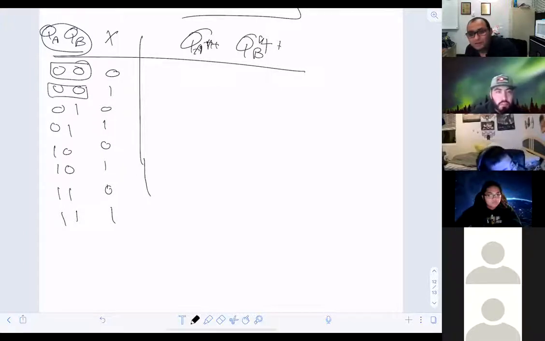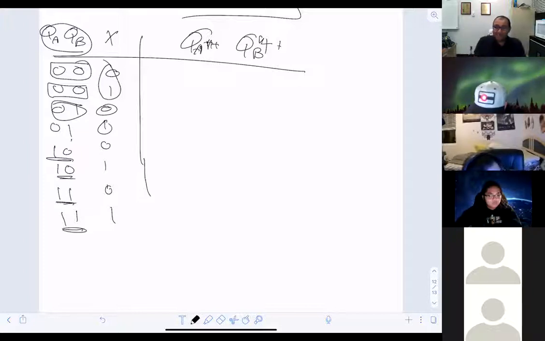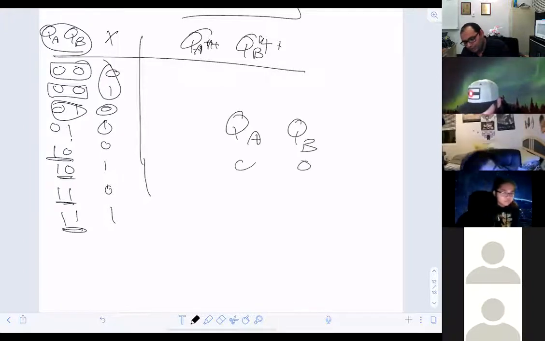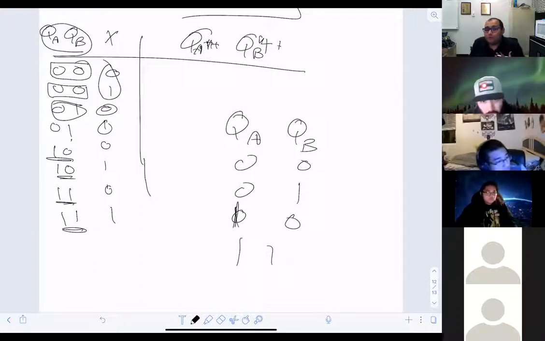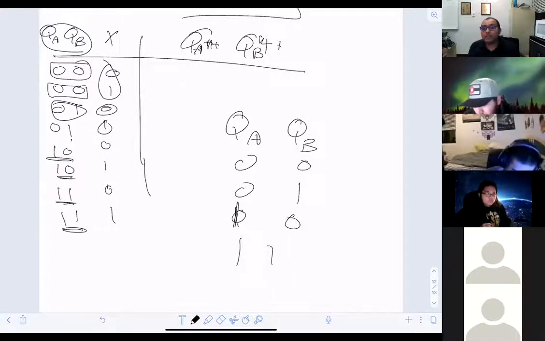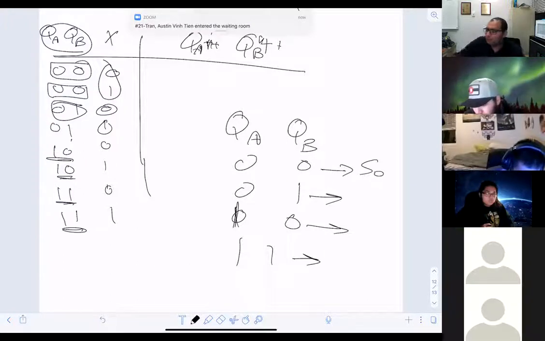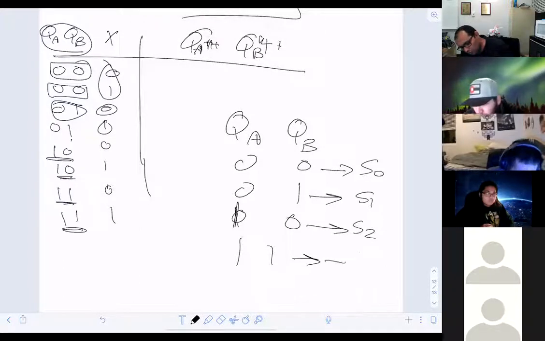This one is a state by itself, because the QA QB is repeated but my X is different. This one is a state by itself, this one is a state by itself, this one is a state by itself. So this table actually has four states. Make sense? So QA QB is 00. If I'd like to draw the state diagram out of this table, I have to make symbolic names. So I consider 00 as S0, then S1, S2, S3.